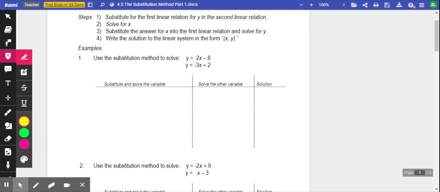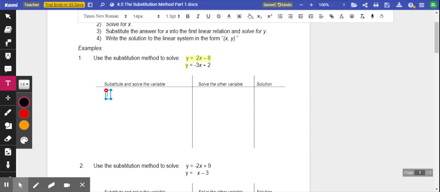Okay. So what it says is substitute. Just going to highlight here. So it's going to substitute this right here into the y position. So what that's going to look like, if we think about it, is y equals negative 3x plus 2. Okay, and we know that we're going to sub in 2x minus 8 into that y spot. So it's going to be 2x minus 8 equals negative 3x plus 2.